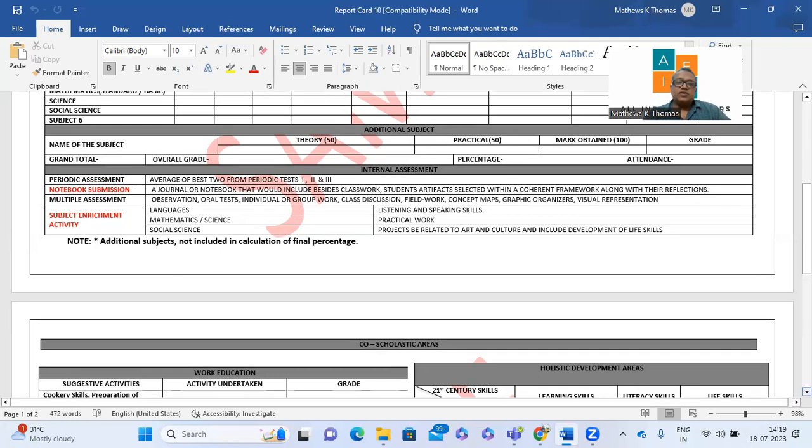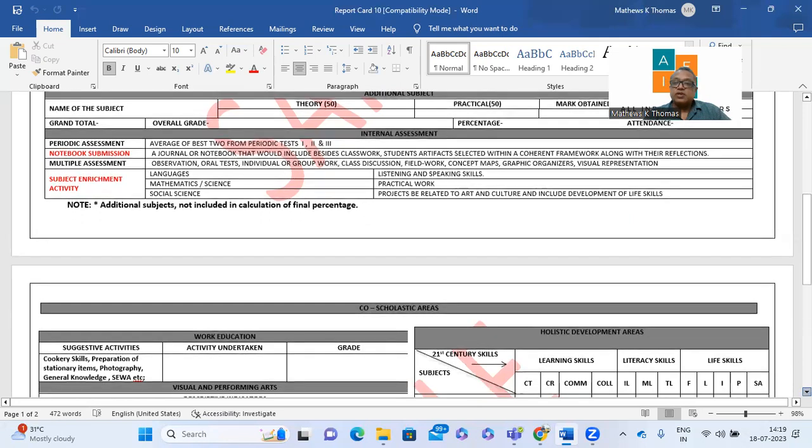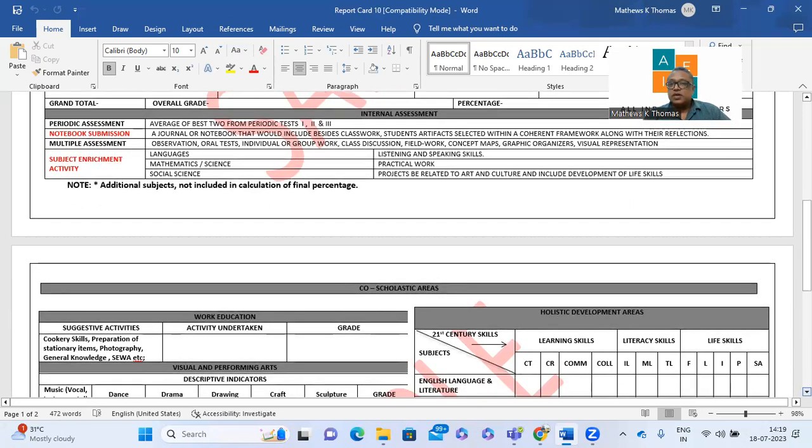And here, additional subjects will not be included for the final percentage. Please remember that last time there was a problem. Many schools were using the additional subjects for calculating the percentage. That additional subjects will not be there.